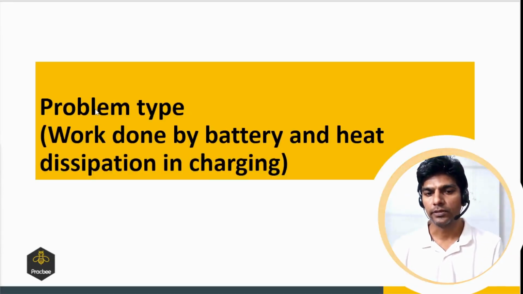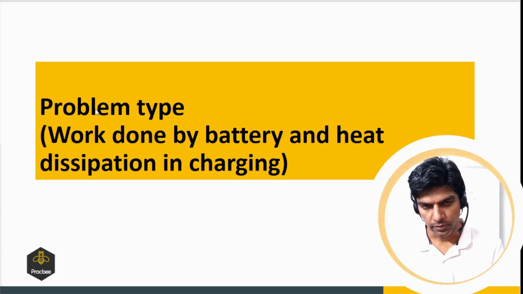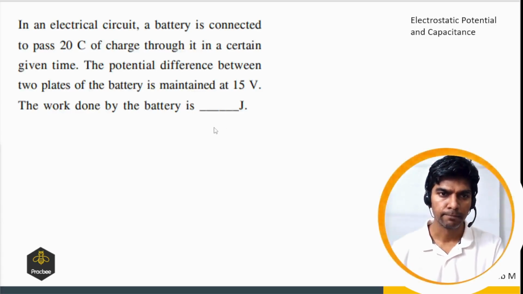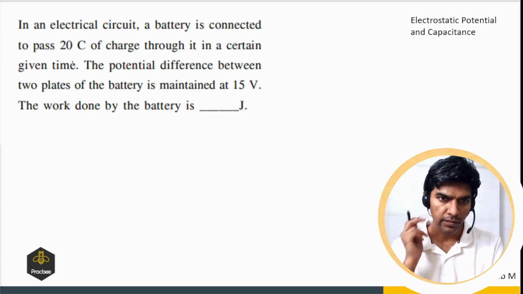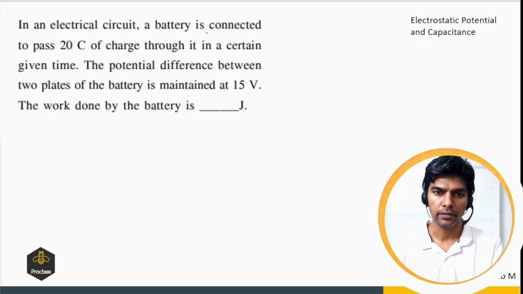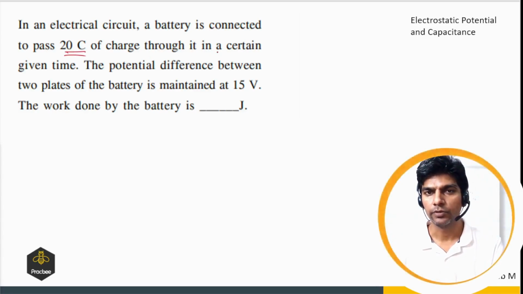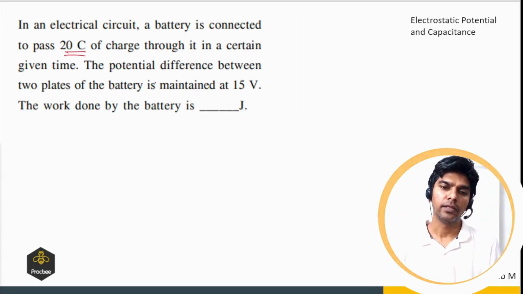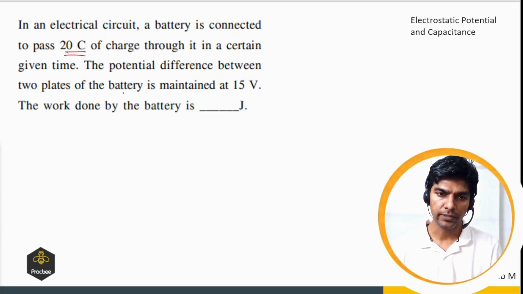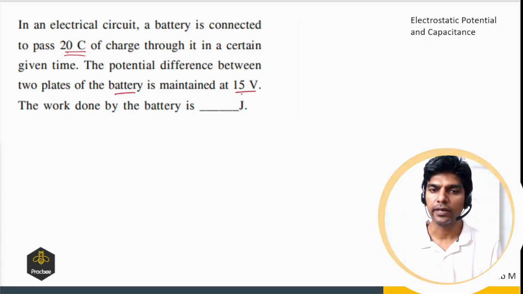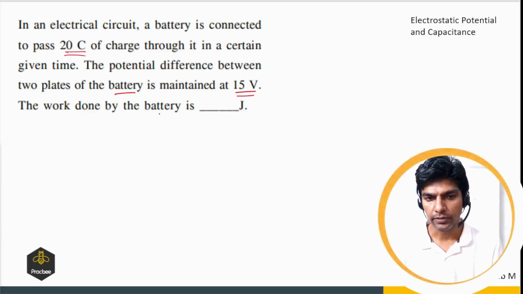Right, so now let us see the next problem type, which is based on work done by the battery and heat dissipation in charging a capacitor. So let us see one illustration. Here we have been given an electrical circuit. A battery is connected to pass 20 coulomb of charge through it in a given time, and the potential difference between the two plates of the battery is maintained at 15 volts. Find the work done by the battery.